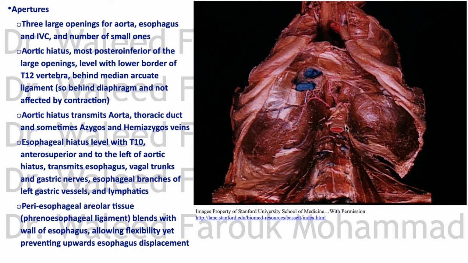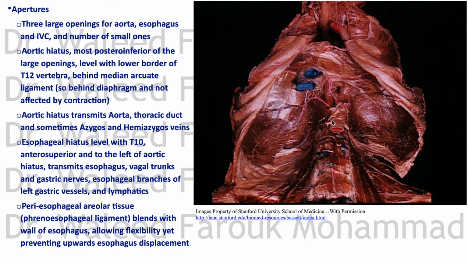As you can see here, this is the aortic opening, this is the esophageal opening, and this is the inferior vena cava opening. Forget about this. This is one of the hepatic veins. This is the inferior vena cava. See how it goes up, and this is the boundary of the opening of the inferior vena cava.